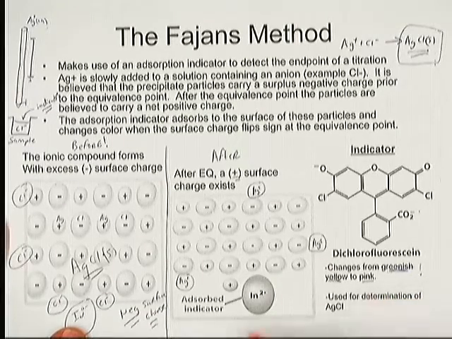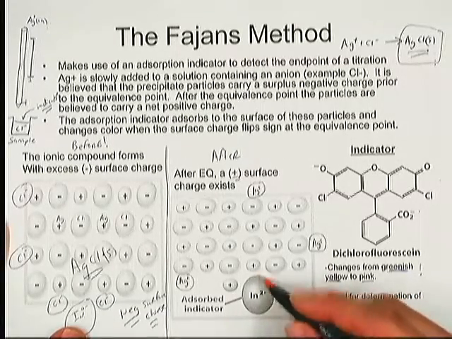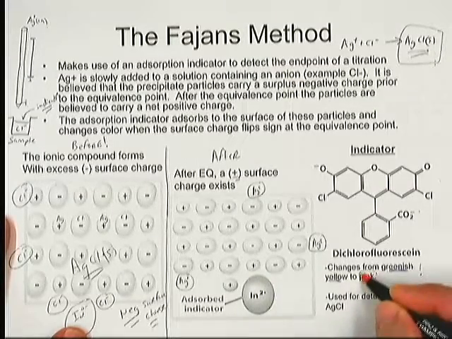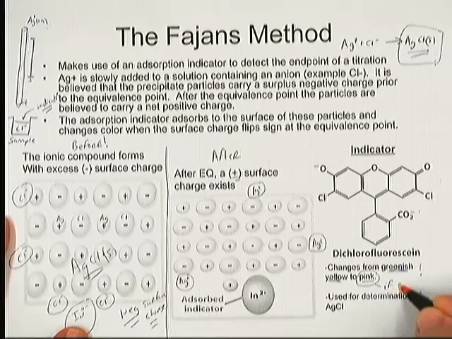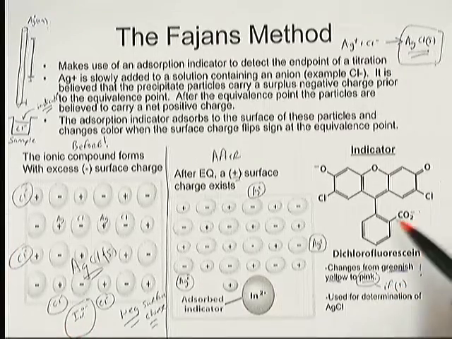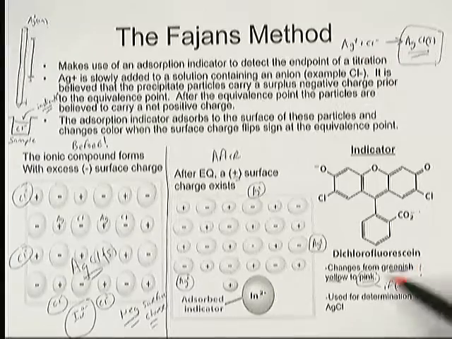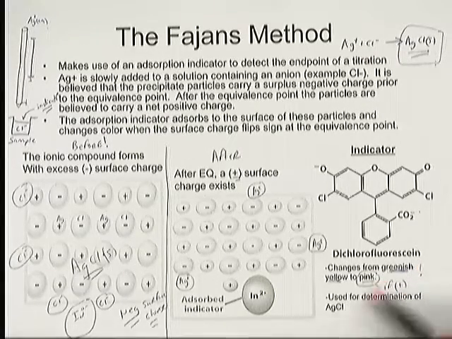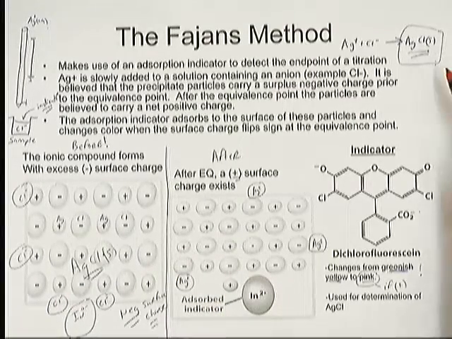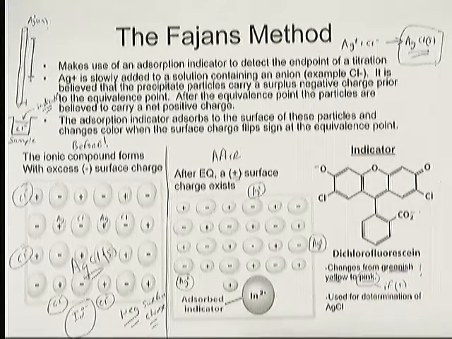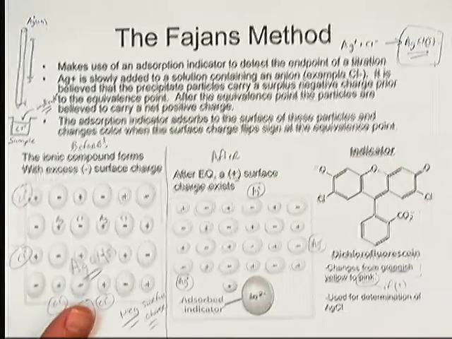The implication of this is when the indicator molecule comes in and adsorbs to that surface, it will exhibit a pink color. So it's believed that this indicator dye changes from greenish yellow to pink as an indicator of the surface charge density on this insoluble salt that forms within our beaker. And because that charge density flips sign right at the equivalence point, the dichlorofluorescein is a useful indicator of when we reached the end point of our titration. So this is the basis for the Fajans method, another argentometric method.